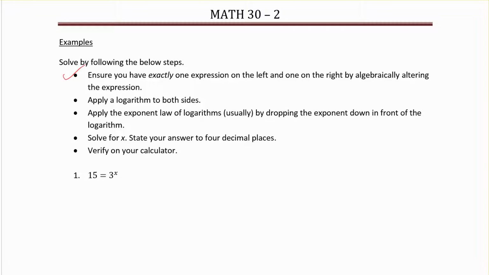It already has one expression on the left and one expression on the right. We're going to apply a logarithm to both sides. So first thing we're going to do is go log 15 is equal to log 3^x. And remember, that was one of our log laws, that we can rewrite this term as x log 3. That's the same thing, right? That was one of our log laws that we're allowed to do.